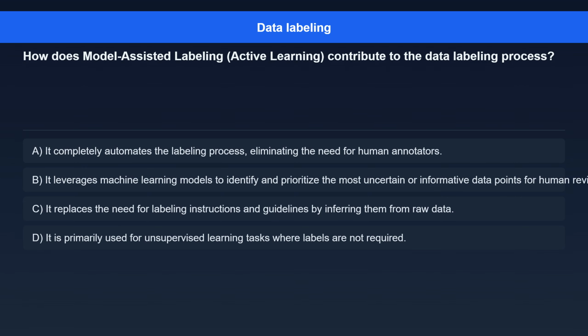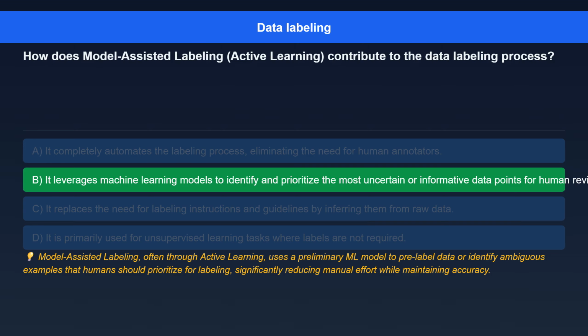Question 6. How does model-assisted labeling, active learning, contribute to the data labeling process? Option A. It completely automates the labeling process, eliminating the need for human annotators. Option B. It leverages machine learning models to identify and prioritize the most uncertain or informative data points for human review. Option C. It replaces the need for labeling instructions and guidelines by inferring them from raw data. Option D. It is primarily used for unsupervised learning tasks where labels are not required.